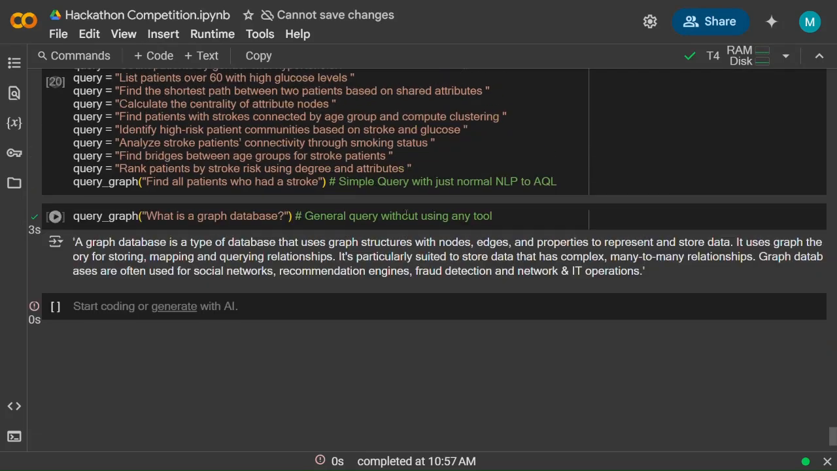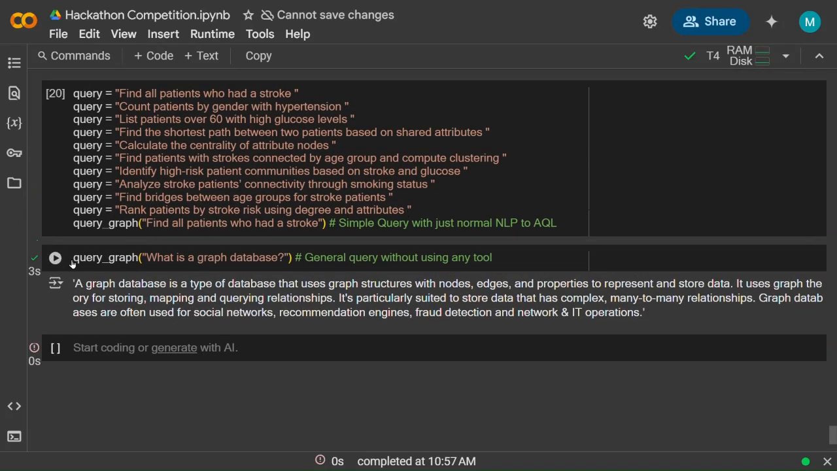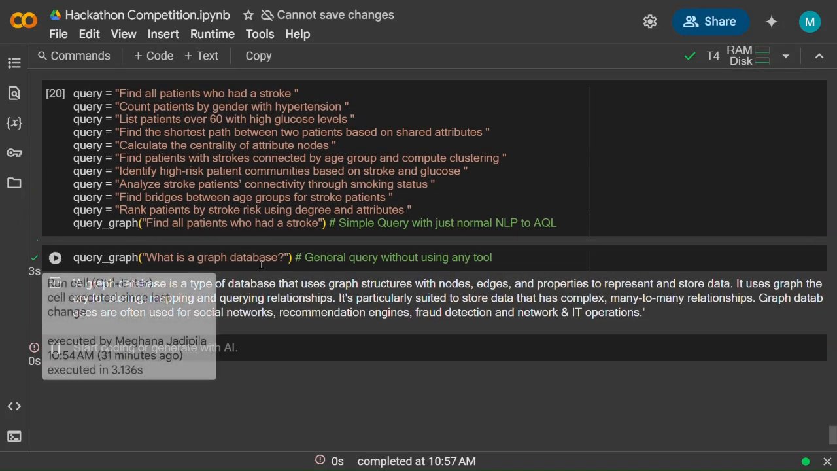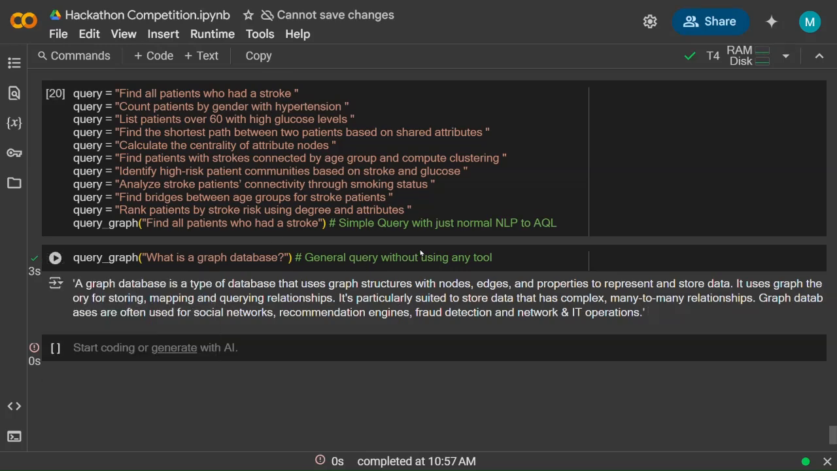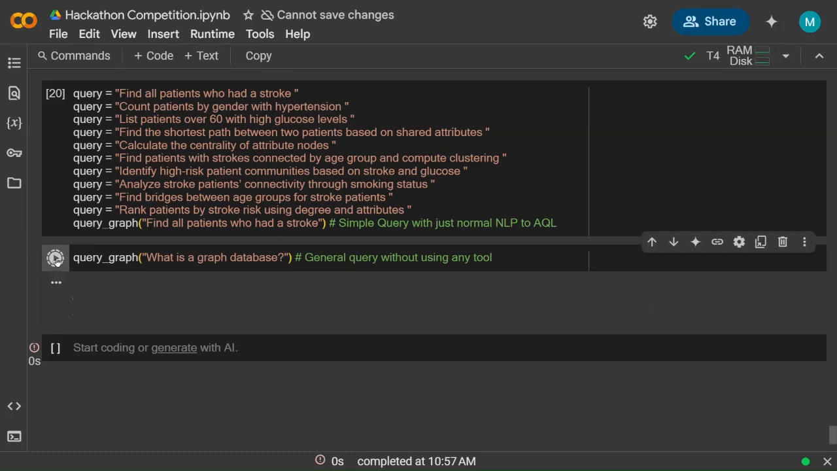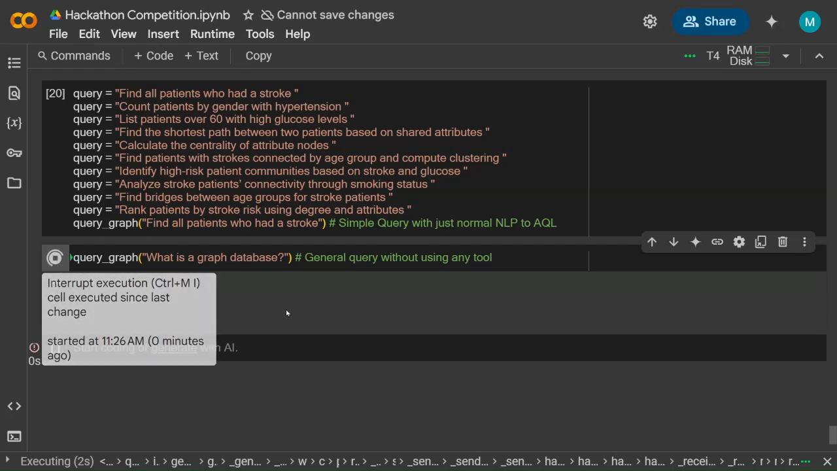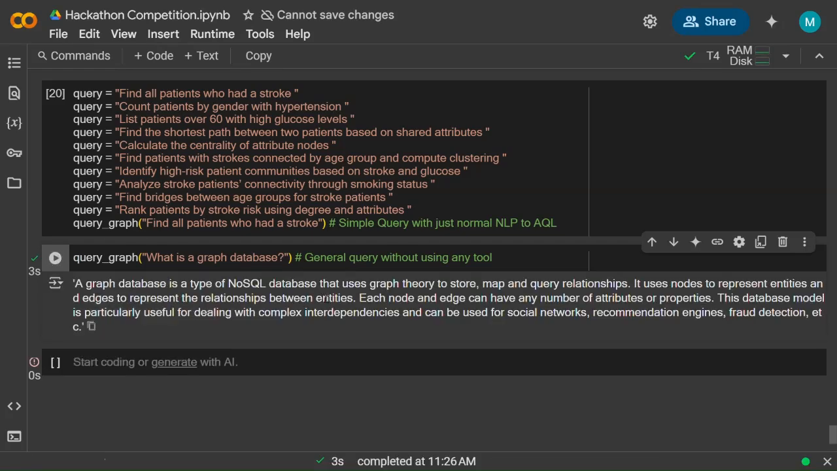Now let's see it working. This is a simple question without using any tool. Of all the tools we have, we should also be able to query the LLM model itself, right? So this is what I did. Let's see what it does. Okay, I think a graph database is the type of.